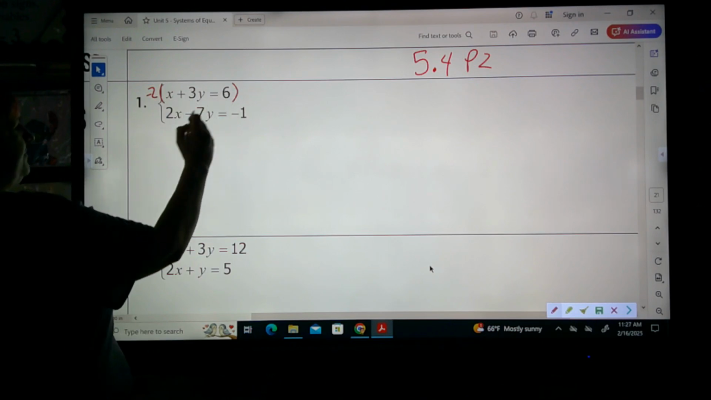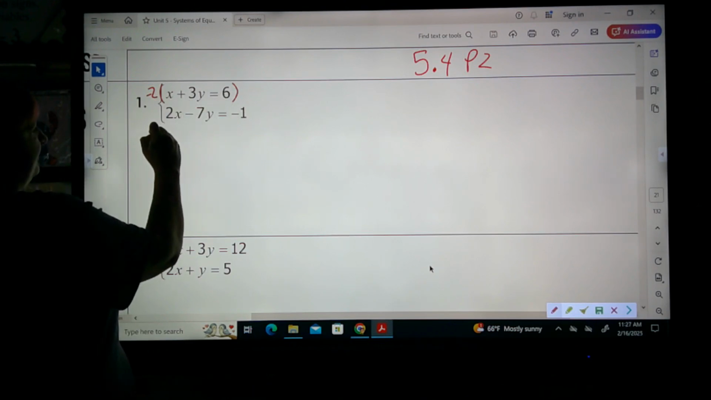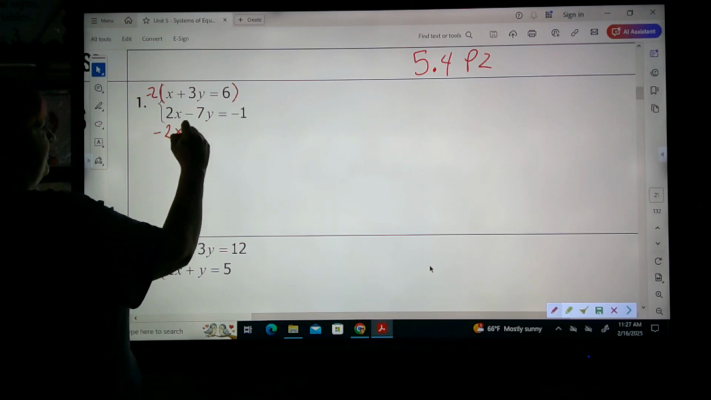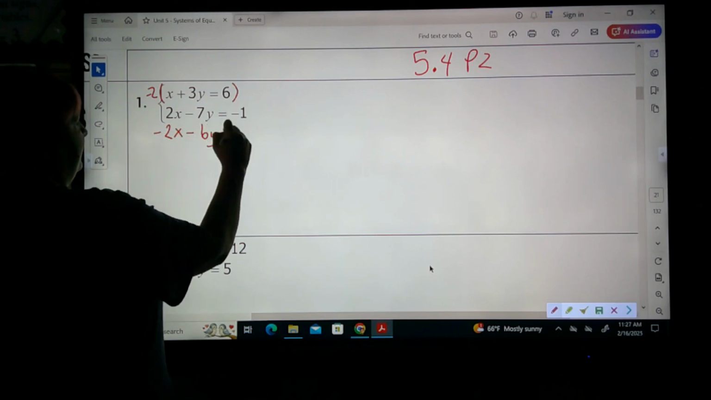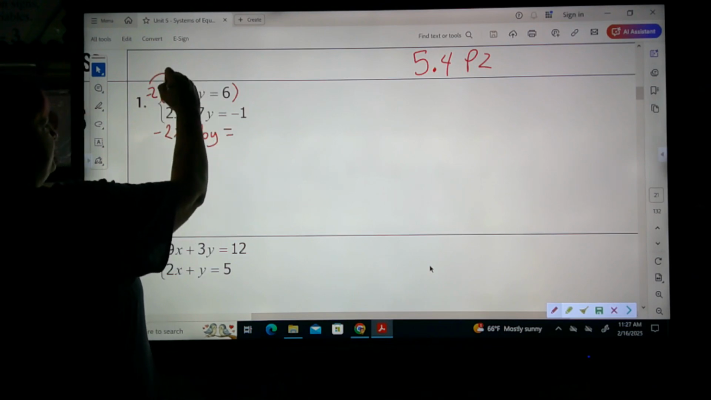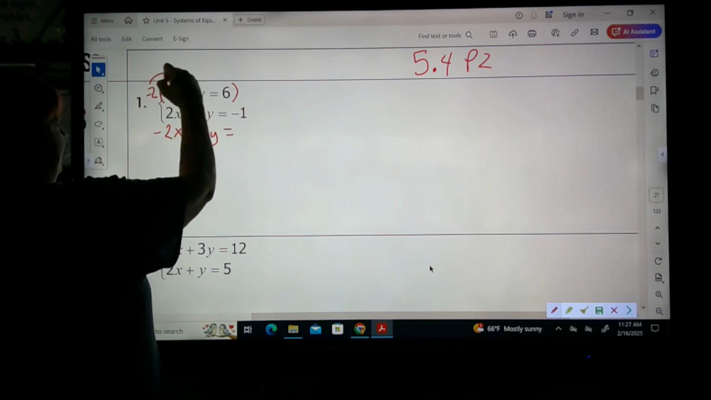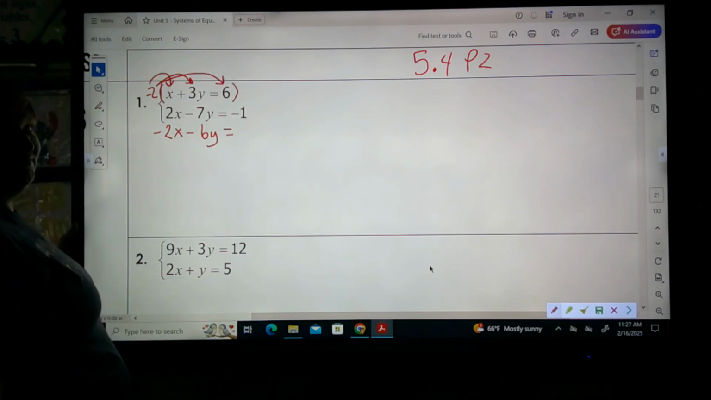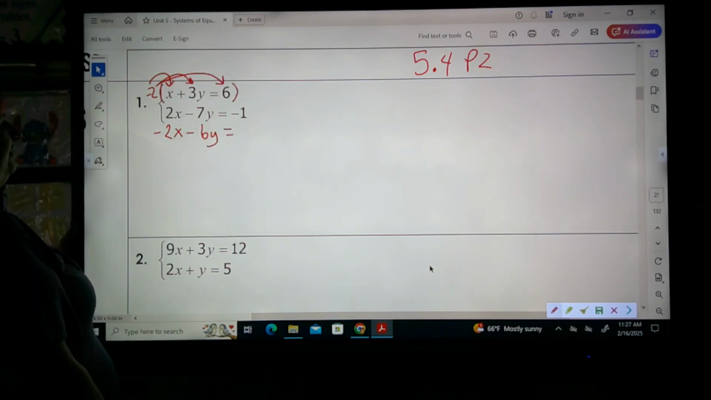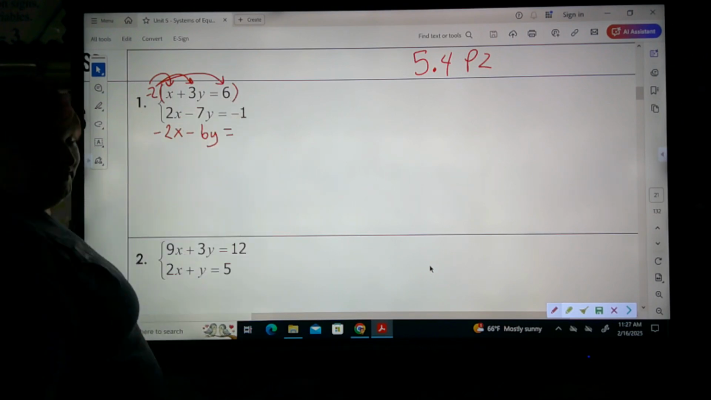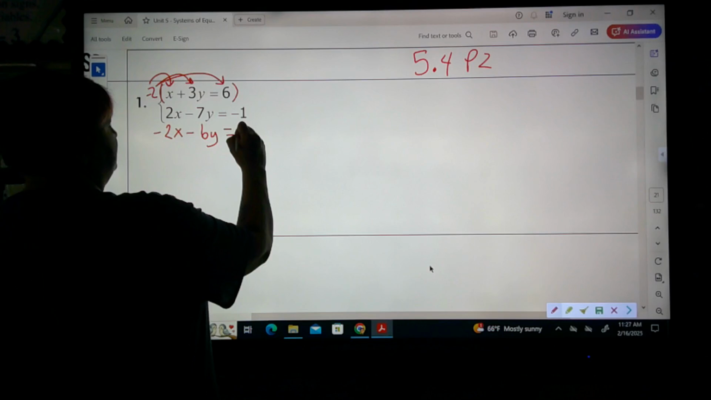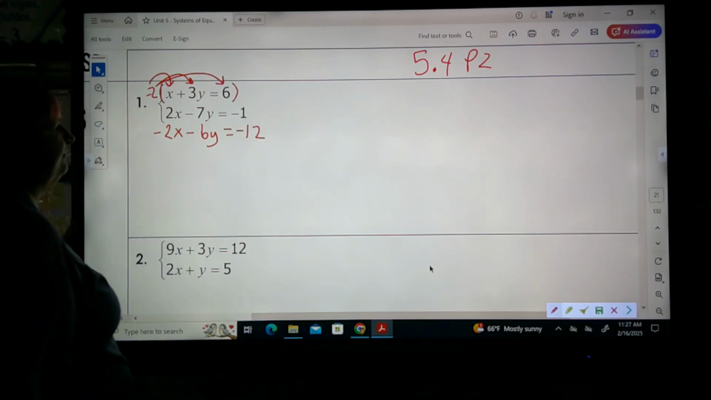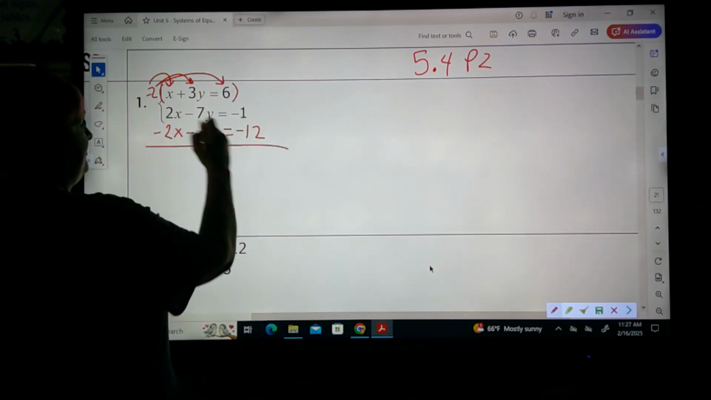So if I multiply this by -2, then I end up with -2x minus 6y equals, make sure you distribute it to everything, right? It doesn't stay the same. It's not equivalent unless you distribute it to everything. So multiply everything by -2. Right? So that would be -12. Now they have a common coefficient.